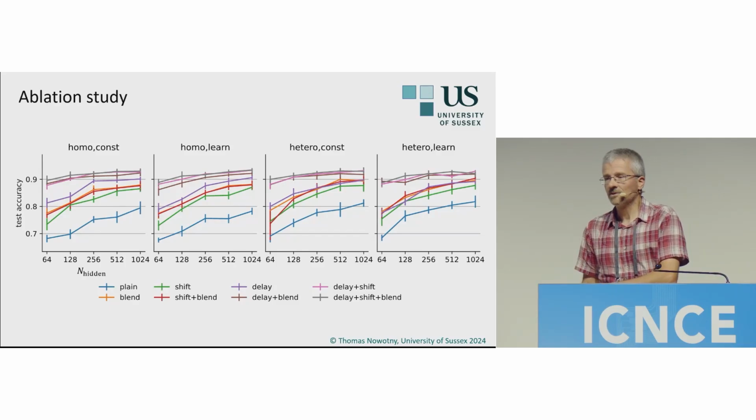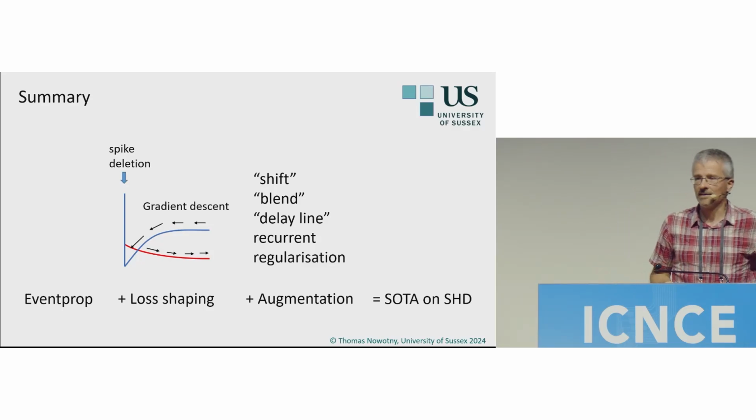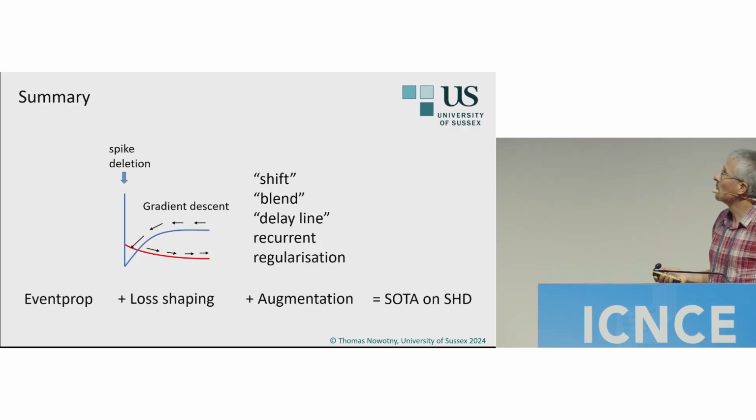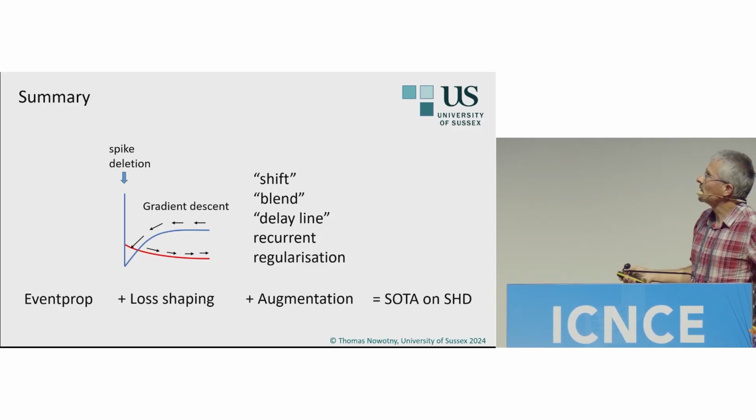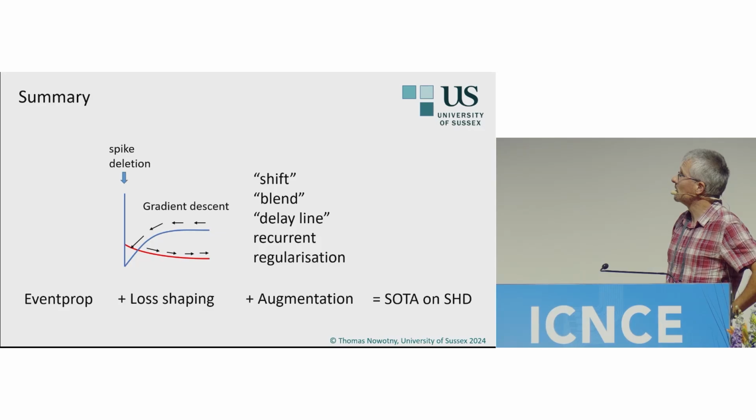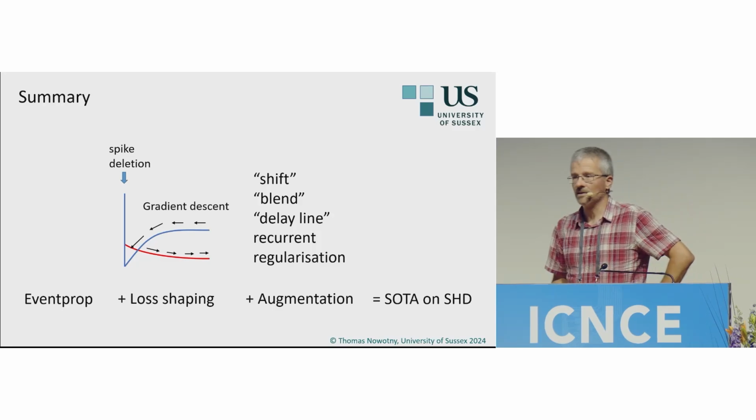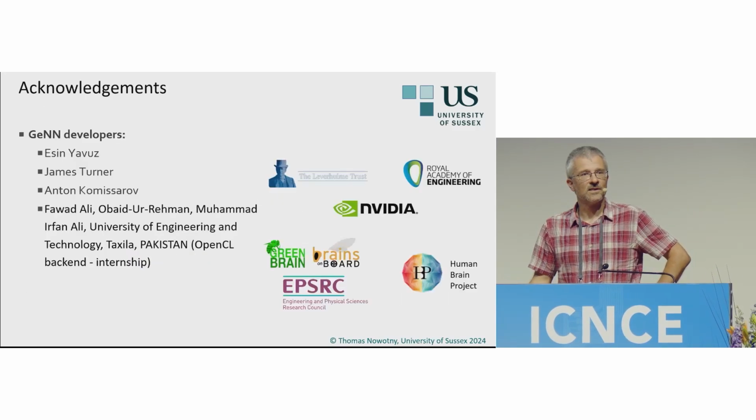Now I'm out of time, so I go straight to the summary. And I would formulate it like this. Yeah, we take EventProp, we add this loss shaping where you avoid the problem of the spike deletion and creation that was unhelpful, plus all the augmentations, and you can get state-of-the-art with exact gradients. So thank you very much for your attention.